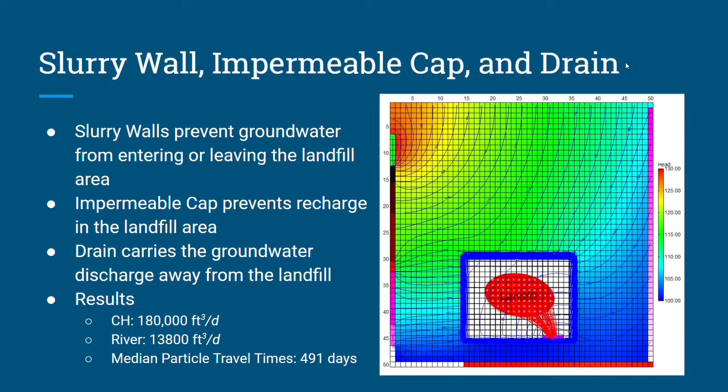576 days. In this third alternative, we are combining the slurry wall, impermeable cap, and drain as an alternative. The slurry wall will prevent water from outside the area from coming into the area. The impermeable cap prevents recharge in the confines of this area, and the drain will carry and contain what is coming from the landfill. So the toxins and water already inside this particular area will be contained in that drain and carried out. The results from this model are displayed. The constant head boundary is 180,000 cubic feet per day. The outflow to the river is 13,800 cubic feet per day, and the median travel time is 491 days. And the model is displayed on the right.